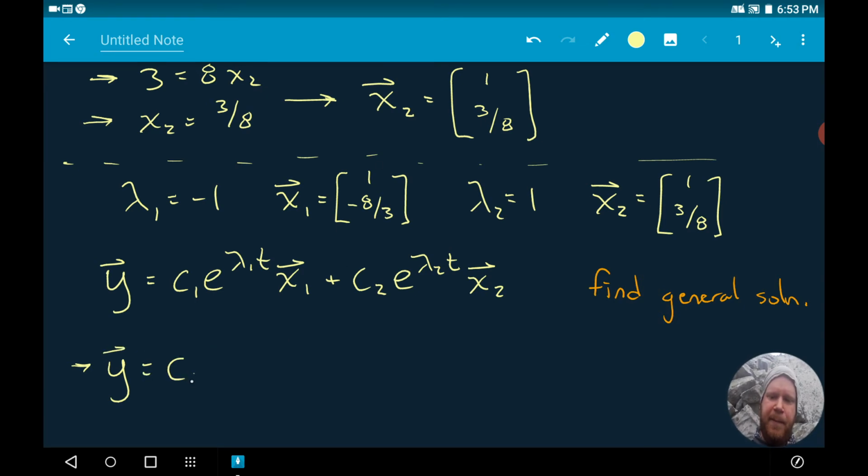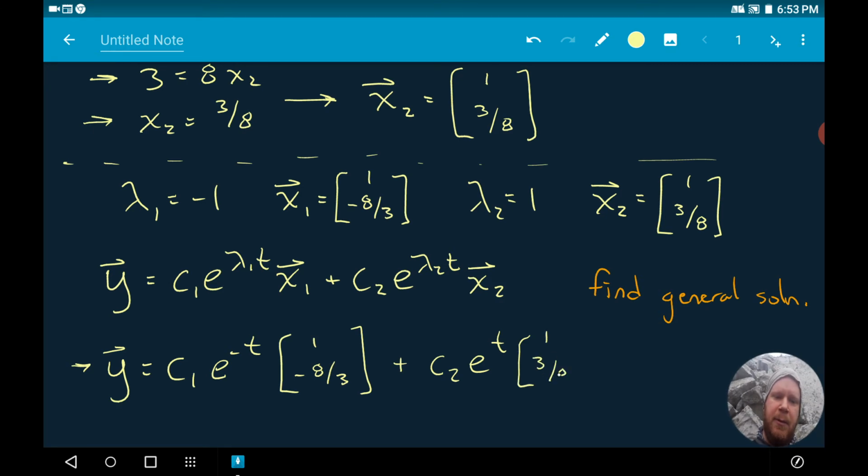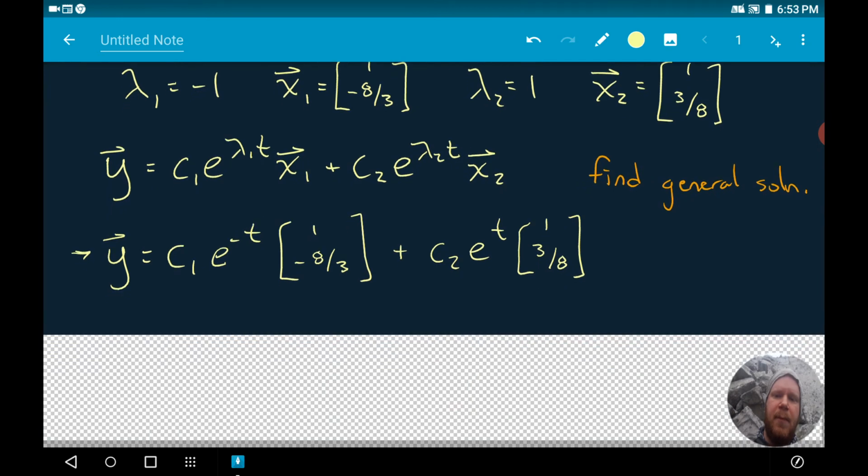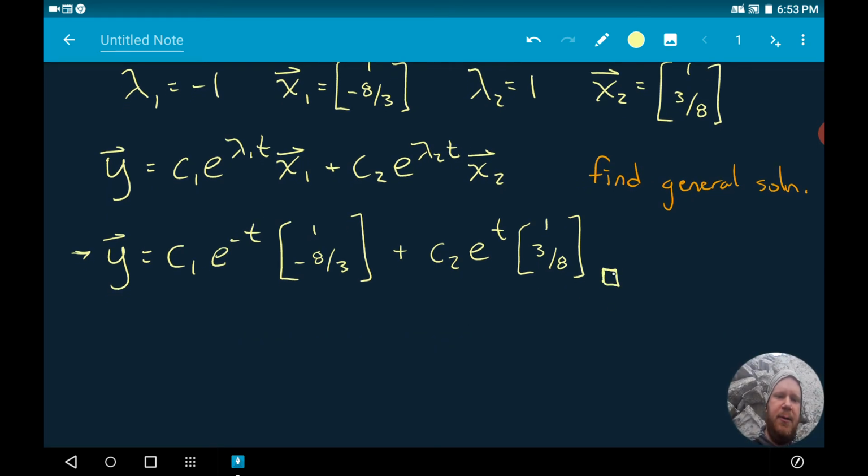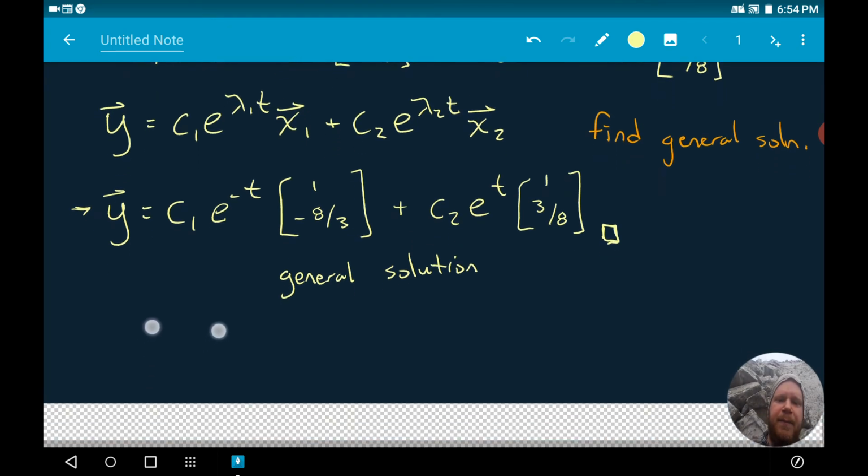So let's just plug everything in. c1 e to the negative t times the vector 1, negative 8/3, plus c2 e to the t times the vector 1, 3/8. And as far as part A is concerned, it said to find the general solution, so I might as well label it. This is our general solution to the system. And this is a great form to have it in, right? Because you can see eigenvalues and eigenvectors all displayed right there.